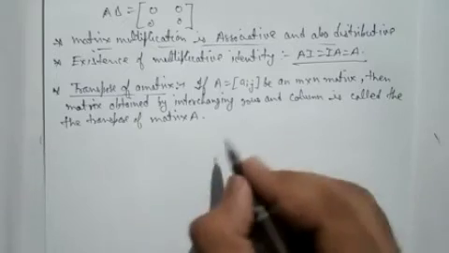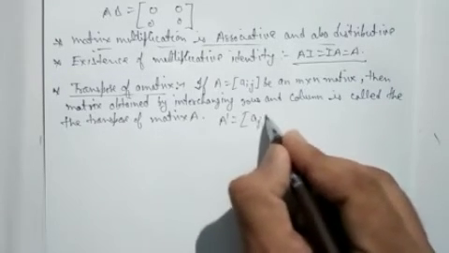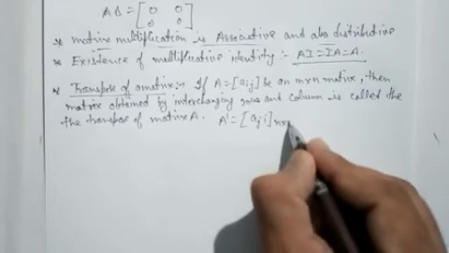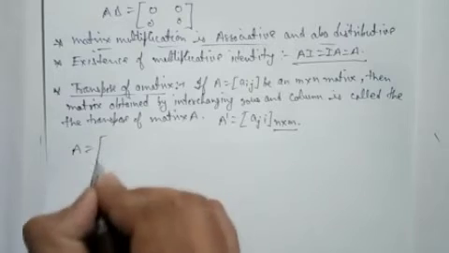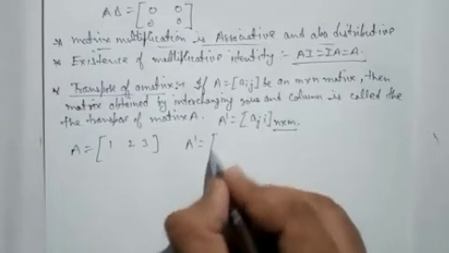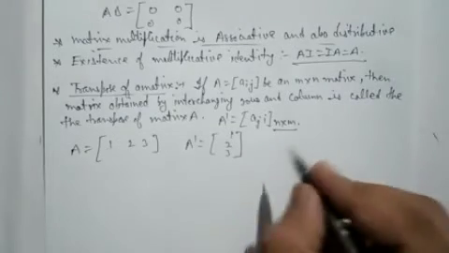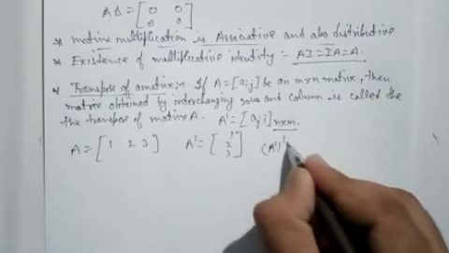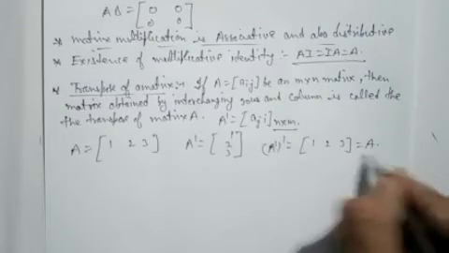Clear? Means A transpose will be A_ji, of order n cross m. If we have A matrix 1 2 3, then A transpose is 1 2 3. Rows are changed into columns. Again if we take the transpose, then this matrix is 1 2 3, which is the A matrix.